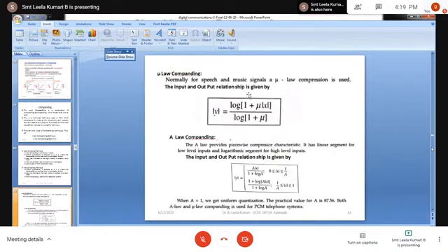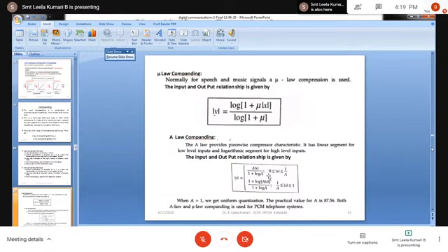The input and output relationships of Mu-law compounding and A-law compounding are given by these expressions. For Mu-law, y equals log of 1 plus mu mod x, divided by log of 1 plus mu, where mu is a positive constant, and mu equals 0 for a uniform quantizer. Here x and y are the normalized input and output voltages.